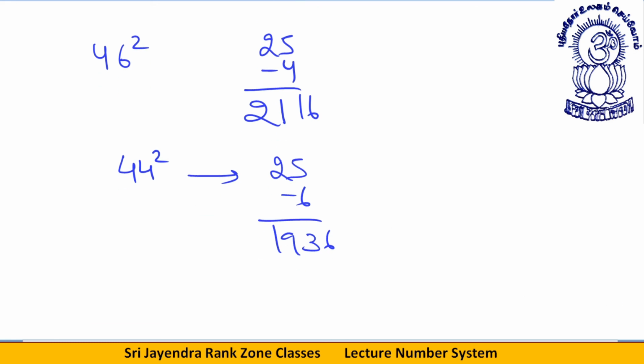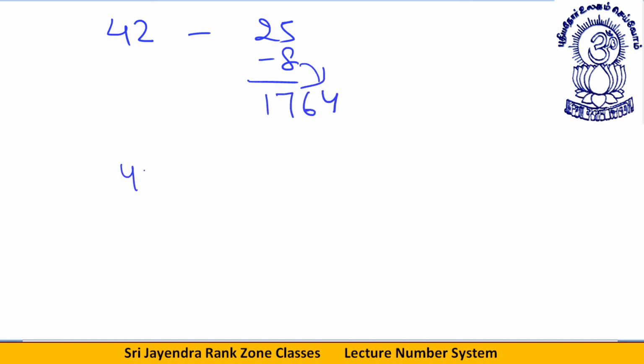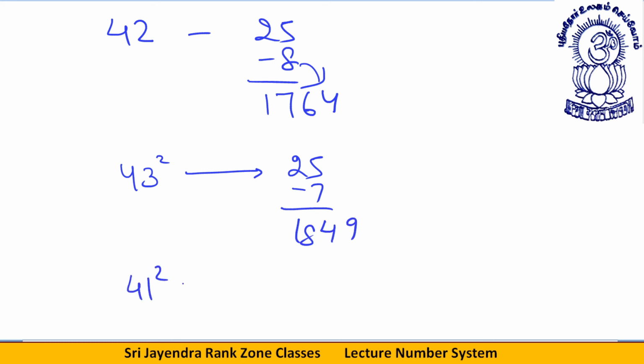Okay. Let's take one or two more examples. Then I hope I have covered all of them. 42 square. 25 minus 8. Why? Because this is 8 less than 50. That will give you 17. 8 square, 64. 43 square. 25 minus 7. You get 18. 7 square is 49. Last, 41 square. 25 minus 9 will give you 16. 9 square 81.